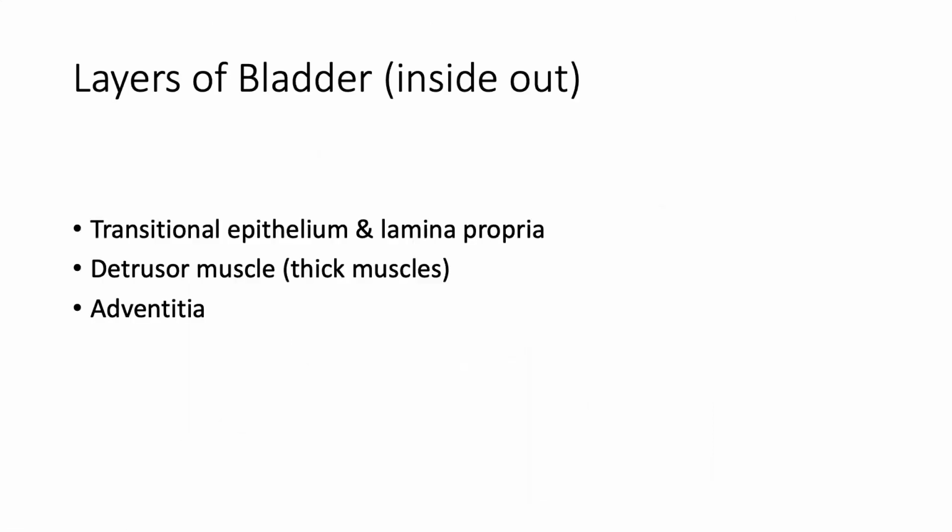Like as we know, the bladder has 3 layers from inside out. The epithelial lining of the bladder is transitional epithelium, which sits on the lamina propria. The muscle layer is called the detrusor muscle, which is very thick and expandable. And the outermost is connective tissue, the adventitia.